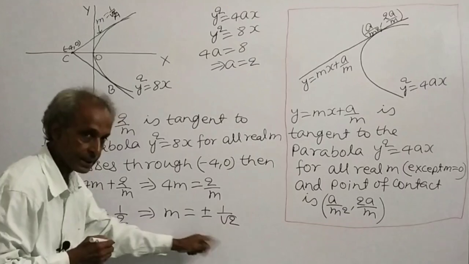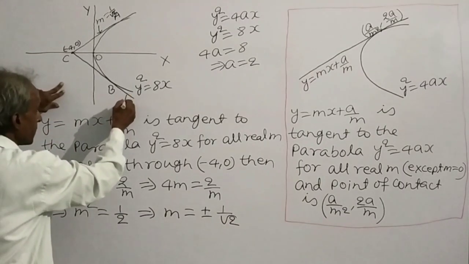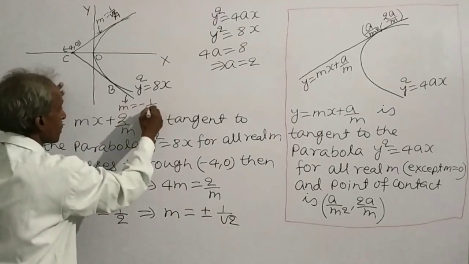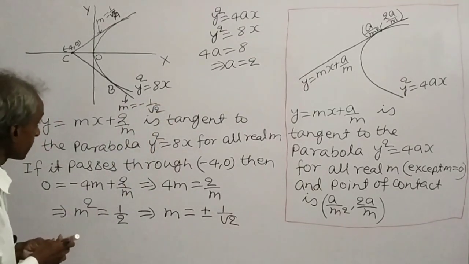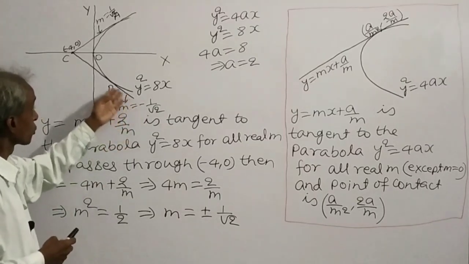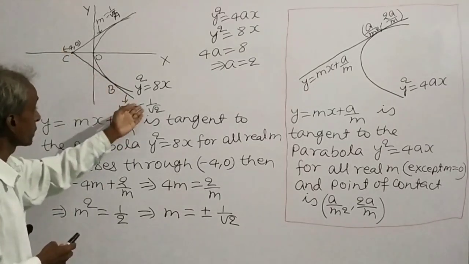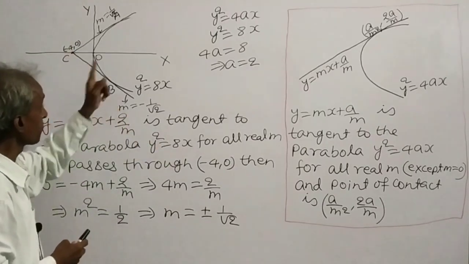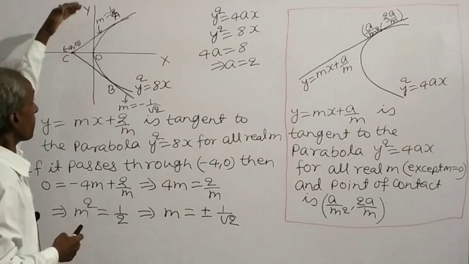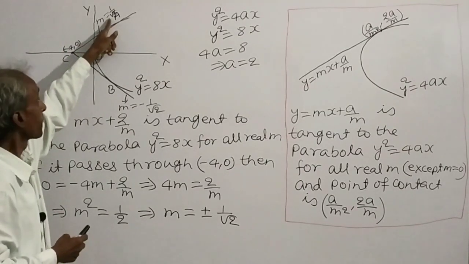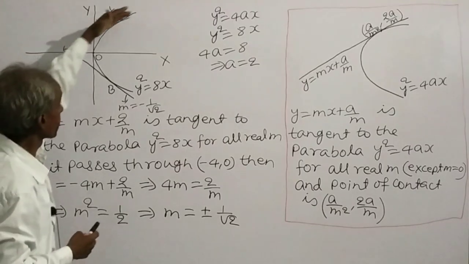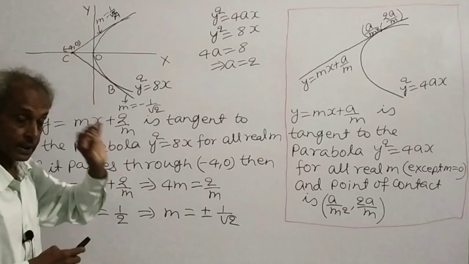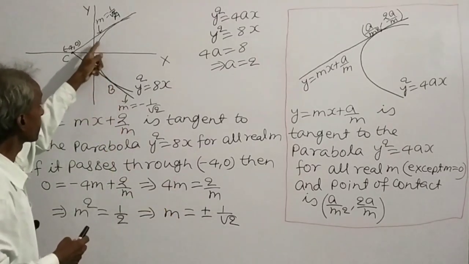And the negative value is the slope of this tangent. m is equal to -1 by √2. Why is the negative value the slope of this tangent? Because this tangent makes an obtuse angle with the x-axis. The positive value of m is the slope of this tangent because this tangent makes an acute angle with the x-axis.